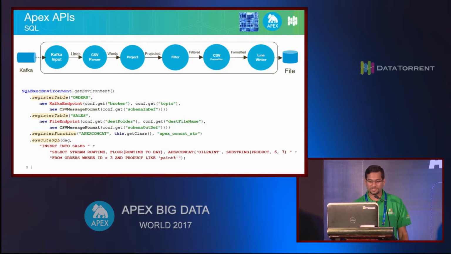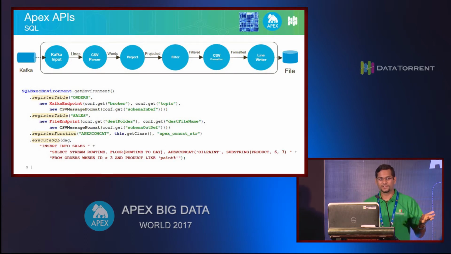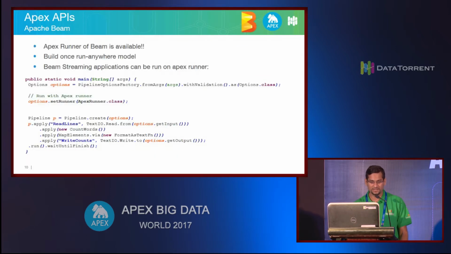You have a select clause, and in the from clause, so from orders, this means that the orders table, which is of the Kafka endpoint, becomes a source. And into sales, that means the sales becomes a destination. Apex takes this SQL statement, converts it to a DAG, and even launches it. So that's another set of APIs which is popularly used.